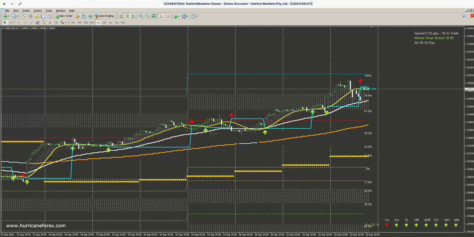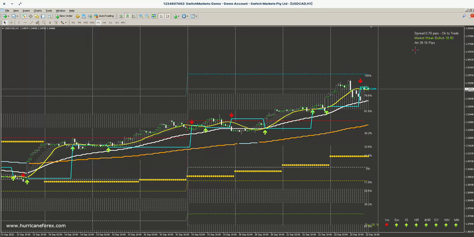You'll notice it's a lot cleaner, there's a lot fewer signals on it now, and that's been filtered by using some clever maths, well, say it's clever, I did it, using parabolic SARs and the maths behind parabolic SARs to filter out the signals so they're a bit better. So you can see that we've got quite a few things going on.